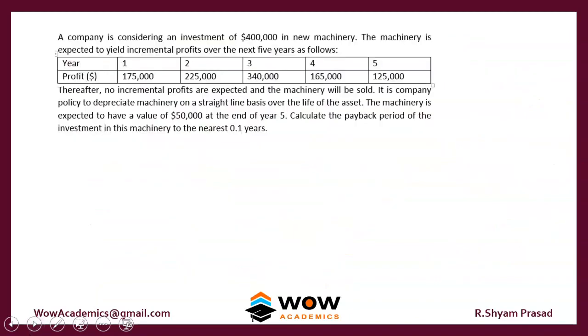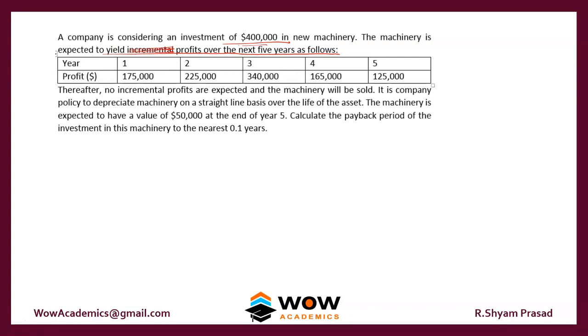So here's another problem which is very similar to the last problem, but there is a difference here. A company is considering an investment of 4 lakhs in new machinery. The machinery is expected to yield incremental profits over the next 5 years as follows. Okay, I think we will strike off the word incremental. That is not correct. So, expected to yield profits over the next 5 years as follows.